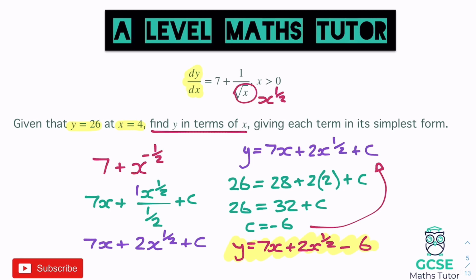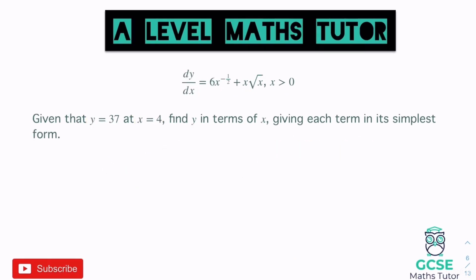So there we go, that's how we're going to approach one of these questions. Let's have a look at another one before you have a go. A very similar process in this question. Again, we've been given this differentiated piece up here. It says dy over dx is 6x to the minus a half plus x root x, where x has to be bigger than 0. Again, we can't square root the 0 there.